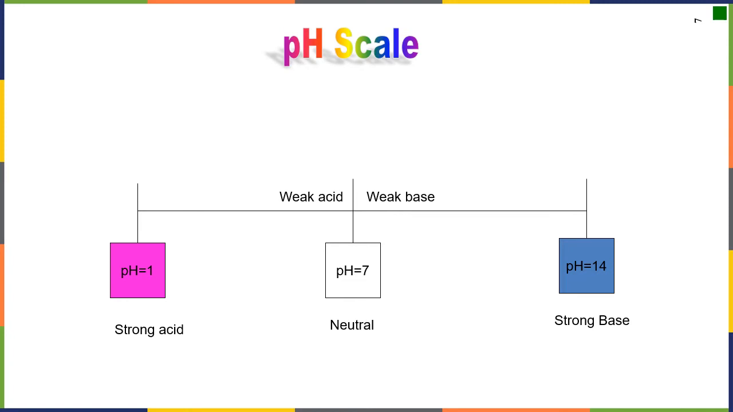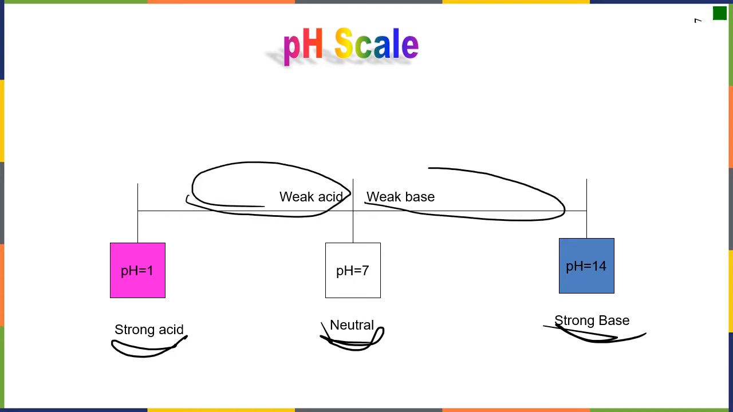So if our pH is 1, it's a strong acid. If I got a pH of 7, it's neutral. pH of 14, it's going to be a strong base. And anything in between these guys are going to be weak. Weak as in a weak electrolyte, which means it's going to give us a nice equilibrium, which we love because we can do the math.